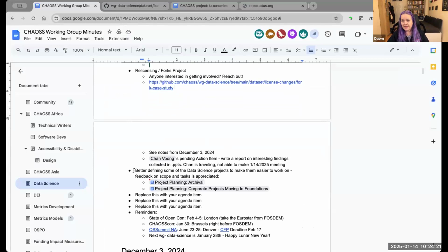Okay, so the other thing that I worked on shortly before the break, or probably during the break actually, was better defining some of the data science projects to make them easier for people to work on. This came out of two different conversations that I had. One was with the CHAOSS Africa researchers. I talked to Sean, and she had a desire to get the CHAOSS Africa research group working together on some sort of data science project, but they weren't sure where to get started.